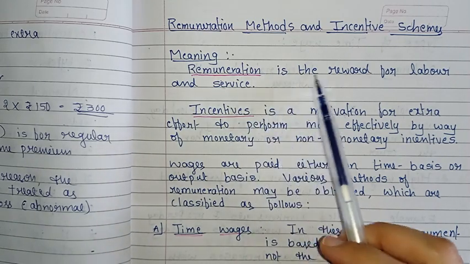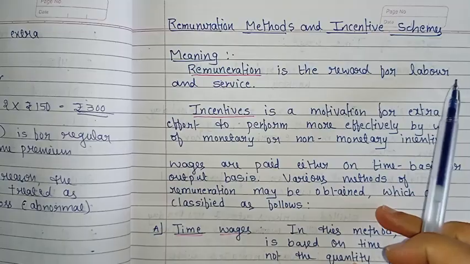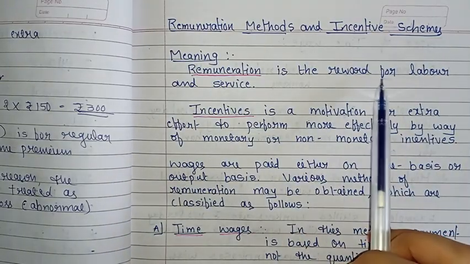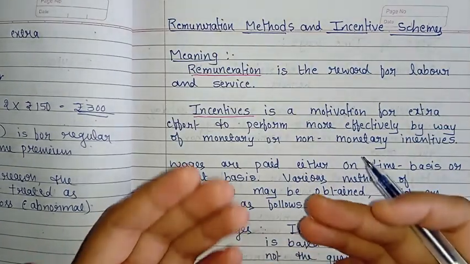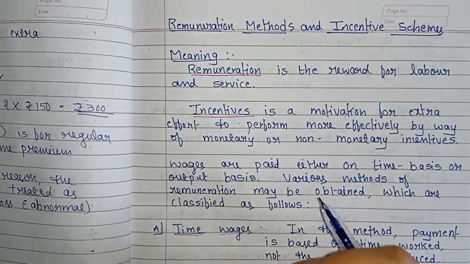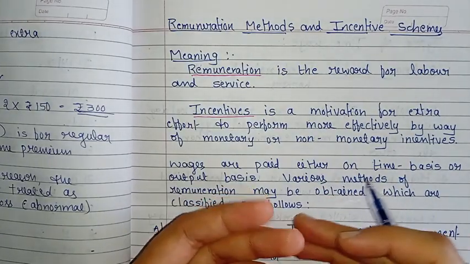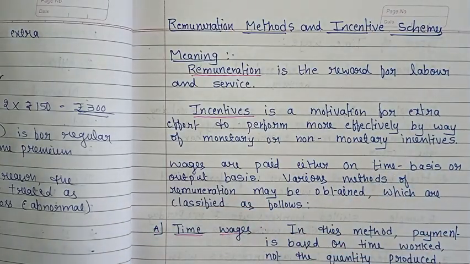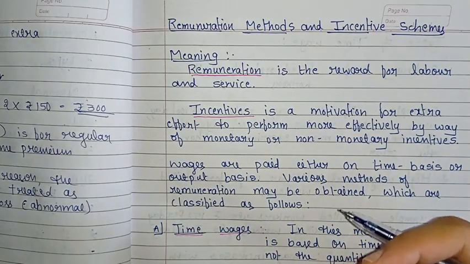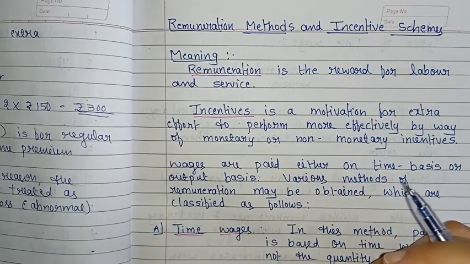Remuneration means what? It is the reward for labor and service. It is nothing but payment given to the employees for their services. It can include wages, salaries, incentives, bonus, etc. Clear? So remuneration is the payment given to the employees for their services.